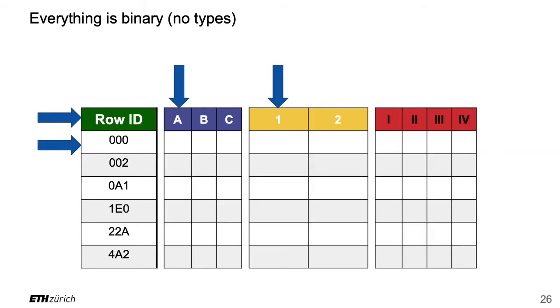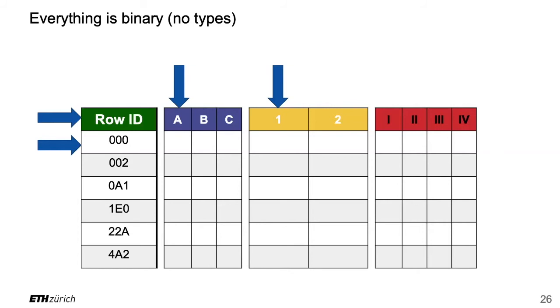All right, so everything is binary. The row IDs are binary. The headers, A, B, C, the names of the columns, the names of the column families, everything is an array of bytes, right? There are no types, there are no integers, dates. HBase doesn't know any of that, right?